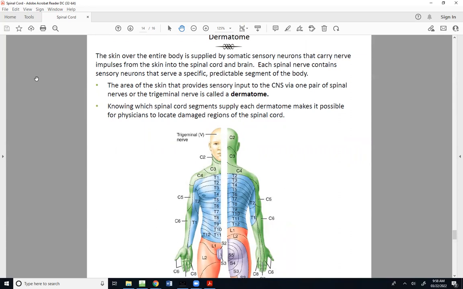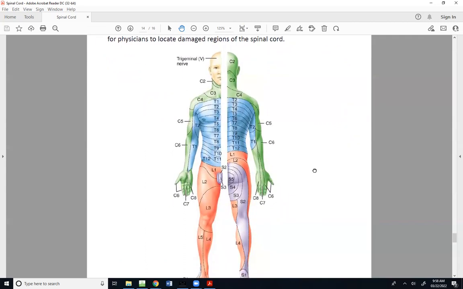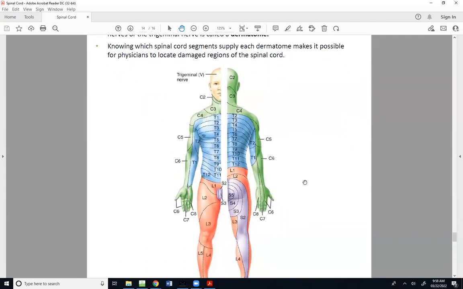Each spinal nerve contains sensory neurons that serve a specific predictable segment of the body, and that area of the skin providing sensory input to the central nervous system via a specific pair of spinal nerves is called a dermatome. So in other words, what we have mapped out here in the illustration is the specific part of our skin and what spinal nerve is involved with it.